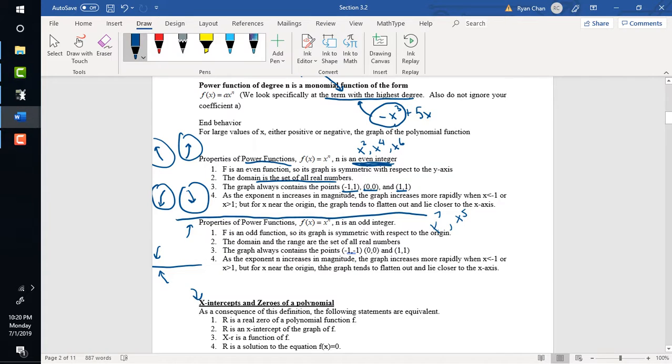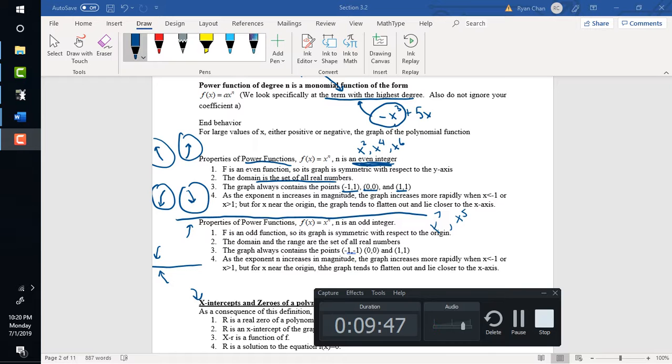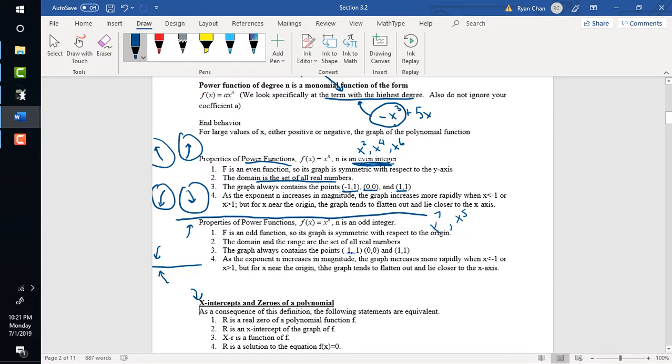So end behavior is one characteristic that we focus on. The next thing we want to focus on is x-intercepts and zeros of a polynomial. So let's take a look at the following.